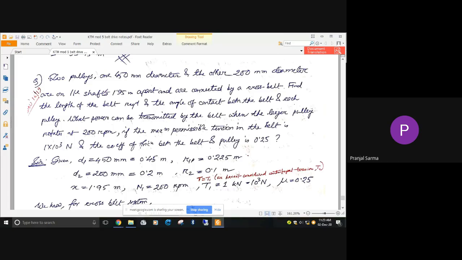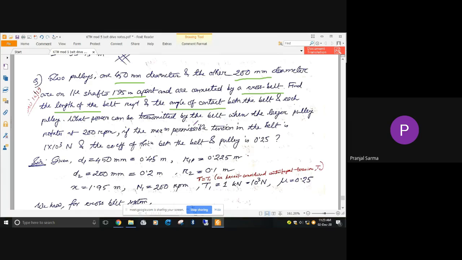So what does it say? It says that two pulleys, one of 450 millimeter diameter and another of 200 millimeter diameter, are on parallel shafts 1.95 meter apart and are connected by a cross belt. Then what we are asked is to find the length of the belt required, and the angle of contact between the belt and each pulley.